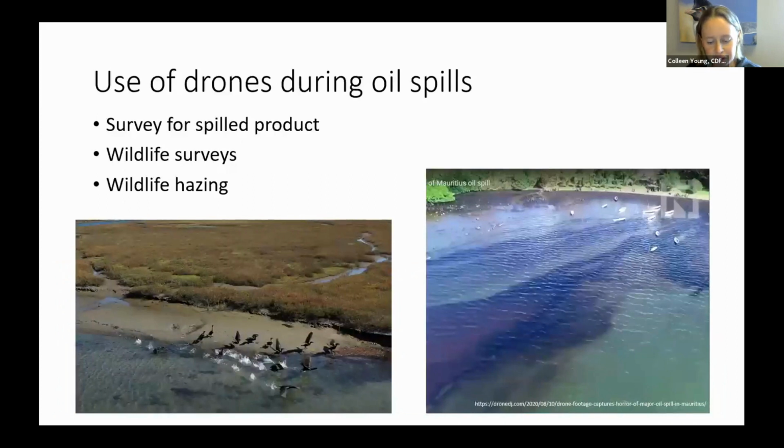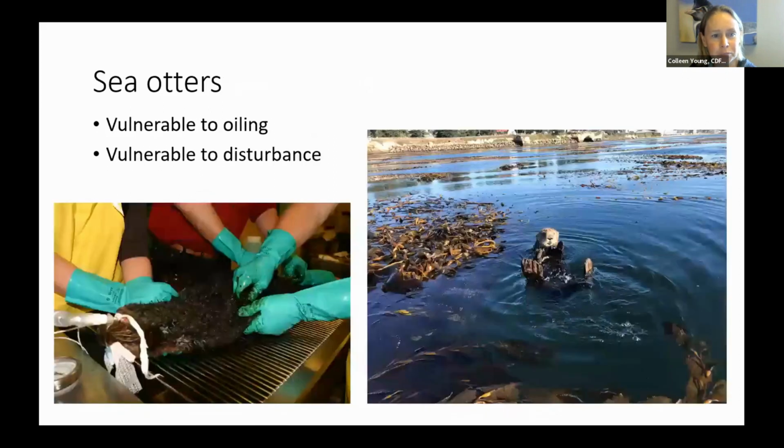The impetus for the research that I'm presenting today, part of that was the idea of using drones during oil spills. They've already been used during some spills to survey the actual area where the product is impacting. They've been used to survey for oiled and unoiled, but potentially might become oiled wildlife. And they've been used to haze wildlife, so to intentionally disturb them, to get them out of an area before the oil hits.